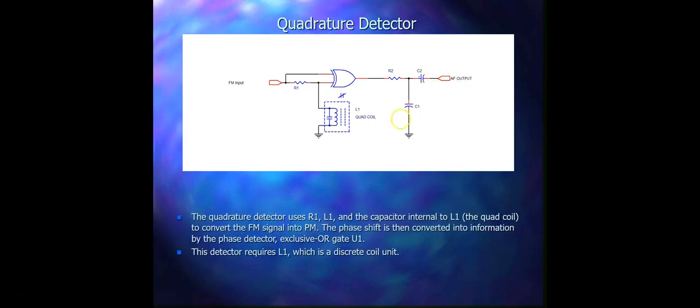So that was the working, and now let's quickly read what it says here. The quadrature detector uses R1, L1 and the capacitor internal to L1 to convert the FM signal into phase modulation, or we can say PM. The phase shift is then converted into information by phase detector exclusive OR gate U1. The detector requires L1, which is a discrete coil unit. So we are talking about this coil, the quad coil.